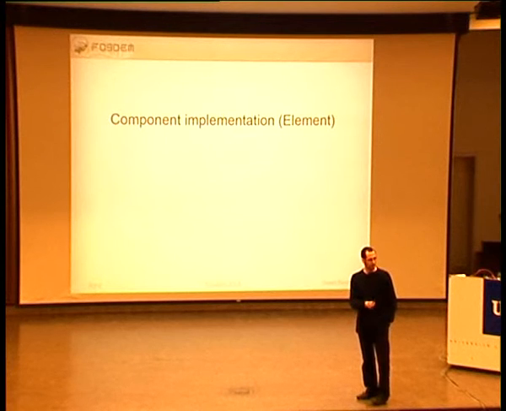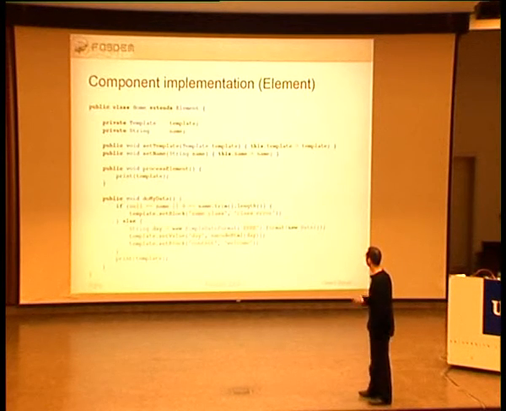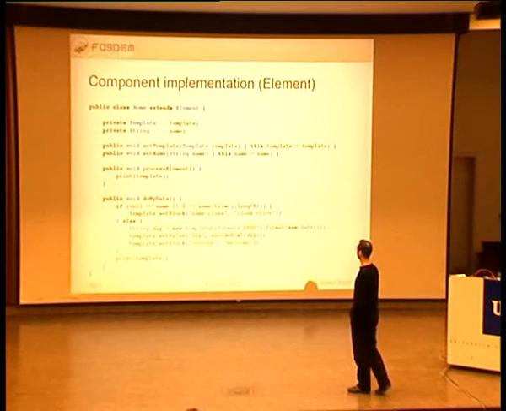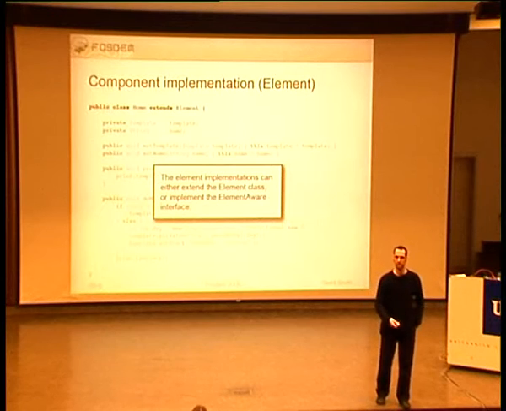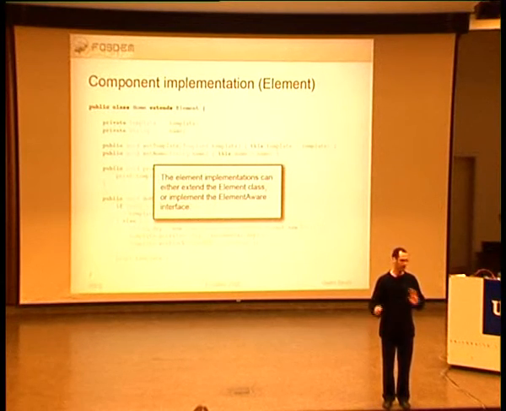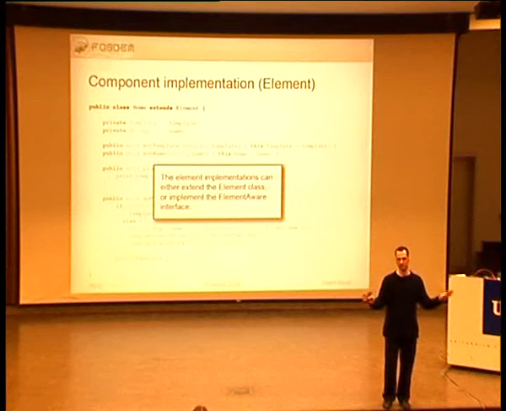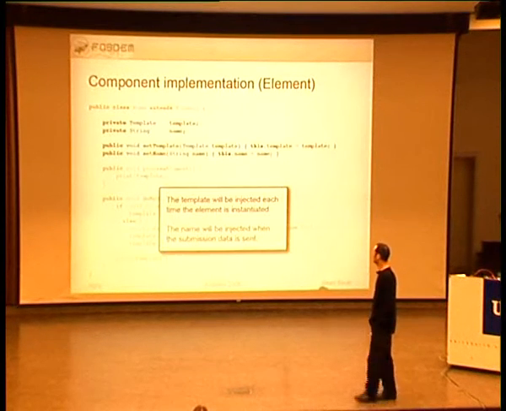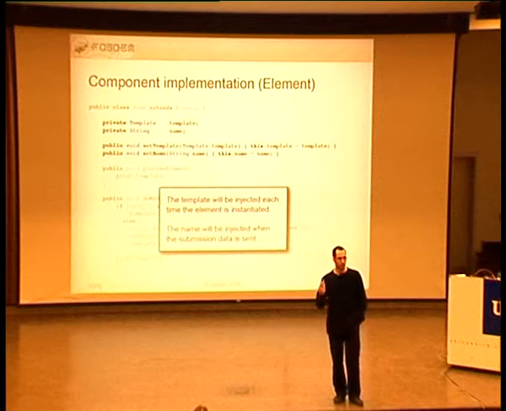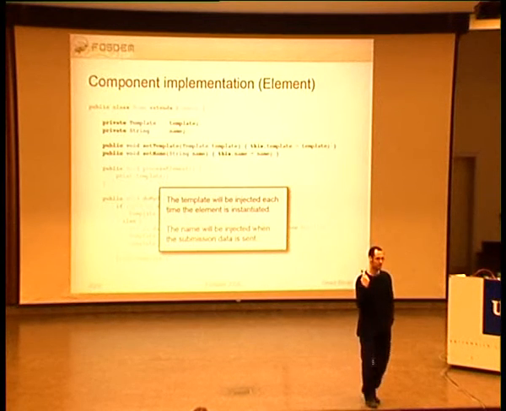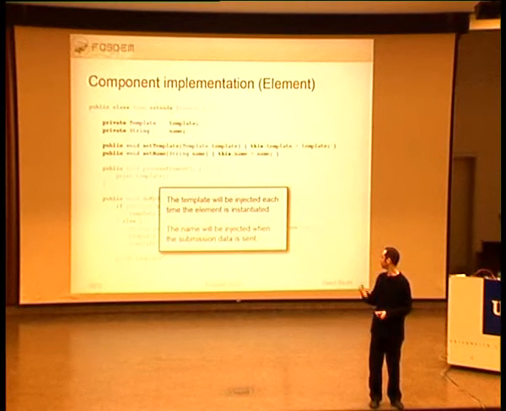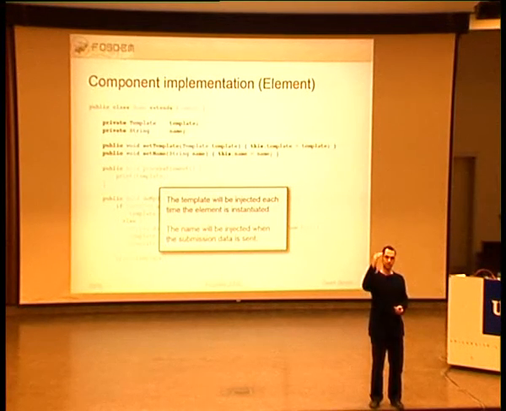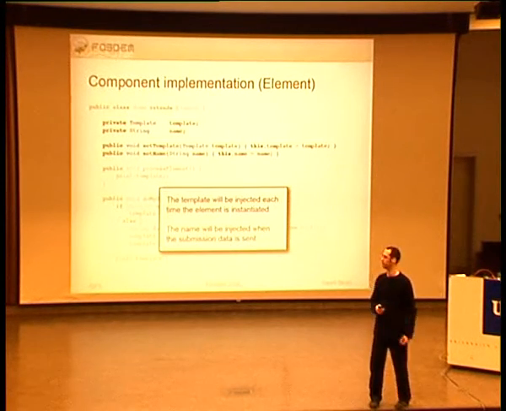So what is the business logic of this component? This is the element. So an element extends either Element or implements the ElementAware interface. So either approach that you like to take, you can go either direction. Then I talked about the properties. You will recognize the template property. This is the template instance that will be injected into your component. And also, the name was a parameter in the submission. This will also be injected when the request arrives at your component, at your element.